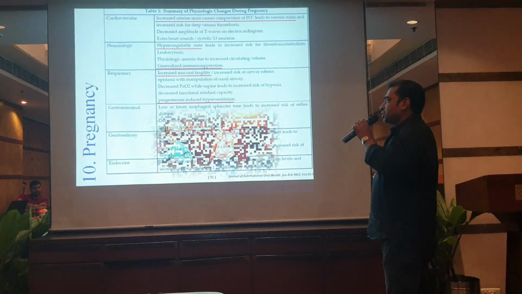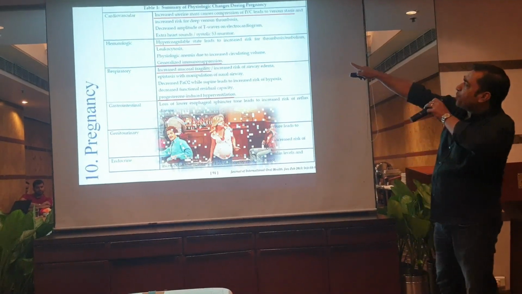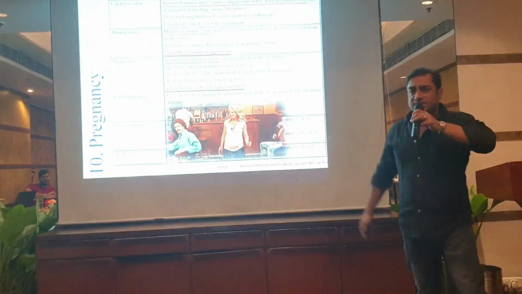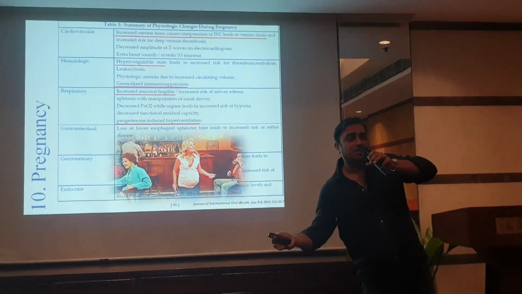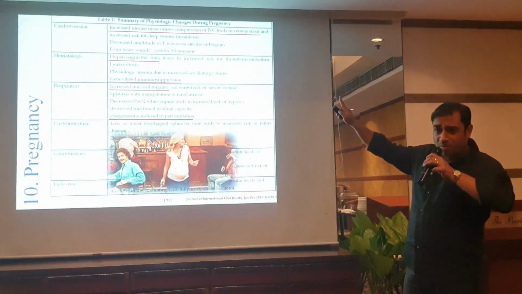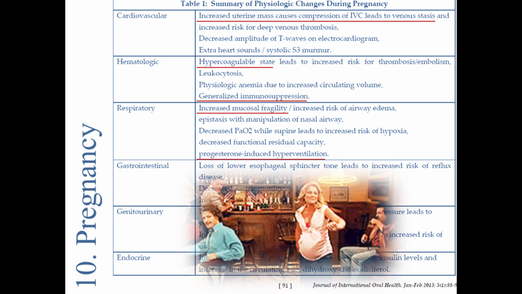Lastly, on the endocrine section is pregnancy. What are the problems? Increased uterine mass causes compression of the IVC, leads to hypotension. We all know when they're made to lie in this typical position in the dental chair, there are problems, but that is the problem of the third trimester. Hypercoagulable status, which is actually working in our favor. Generalized immunosuppression is there because one system is supplying immunity for two individuals. Increased mucosal fragility.